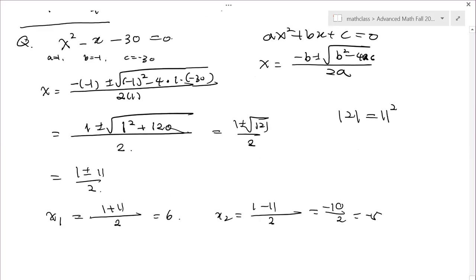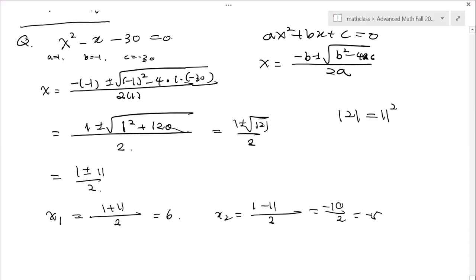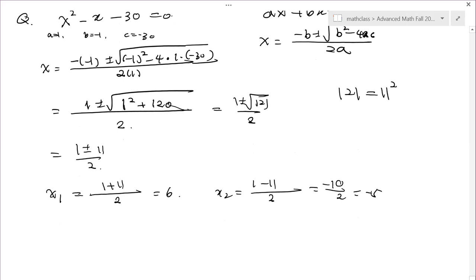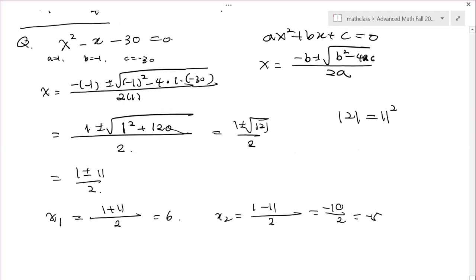Okay, just plug the numbers into the quadratic formula and you simplify it. So you get two solutions. Okay, sometimes you do get complex numbers. If inside the radical b squared minus 4ac is negative, then you get complex numbers.